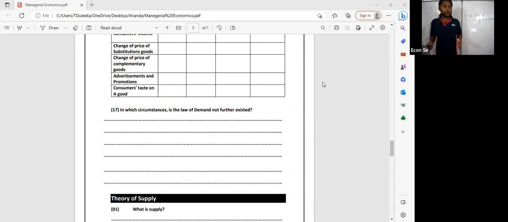Every given good should be an inferior good. The second condition is that the relationship between the price and the quantity demanded should be positive.